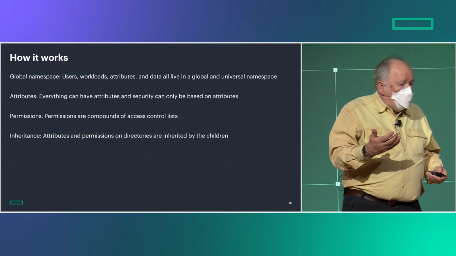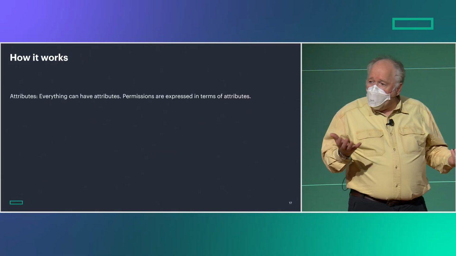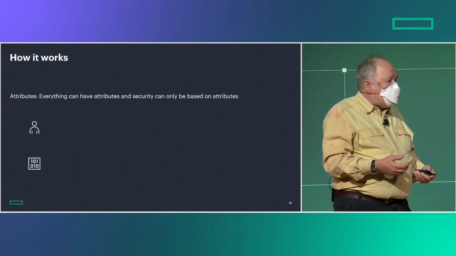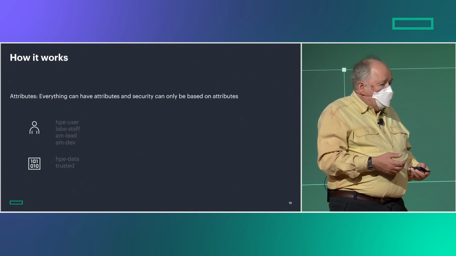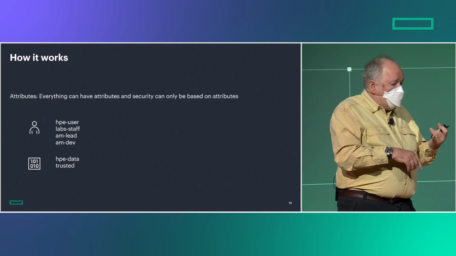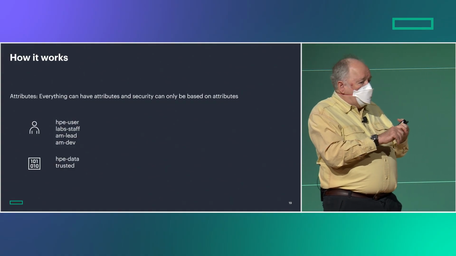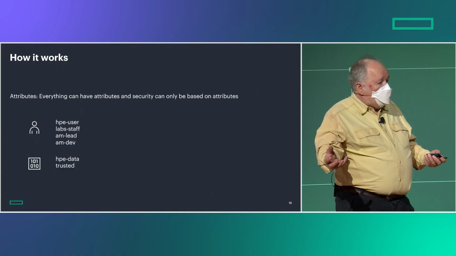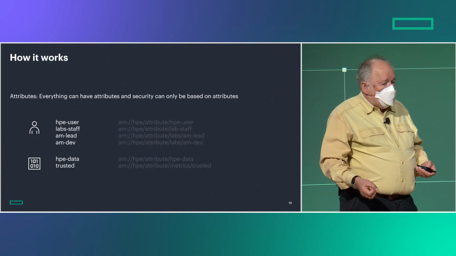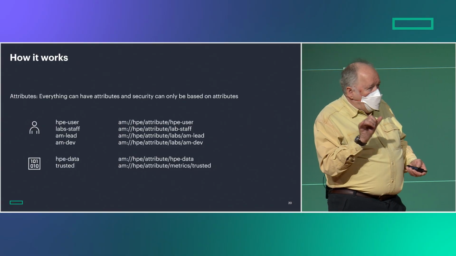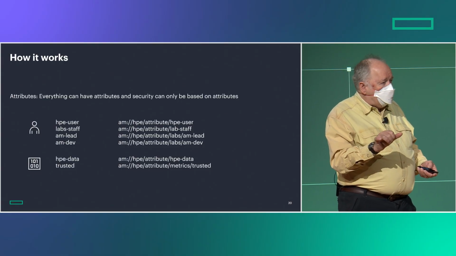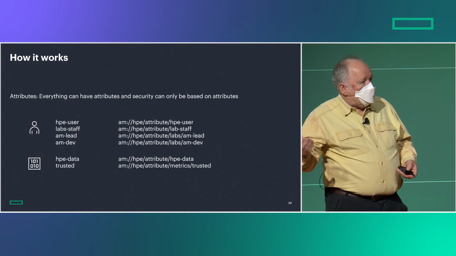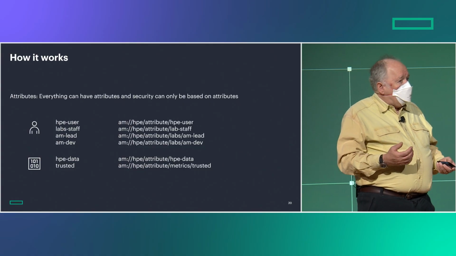So the second point, attributes. Everything can have attributes. Permissions are then composed of attributes, and in fact, that's the only way the security can be expressed. So if I have HPE user, lab staff, access manager lead, access manager developer as my attributes, and some data has some HPE data and trusted as attributes, then we might write those attributes in that hierarchical form: access manager, HPE, attribute, metrics, trusted, that sort of thing. Again, pretty simple.